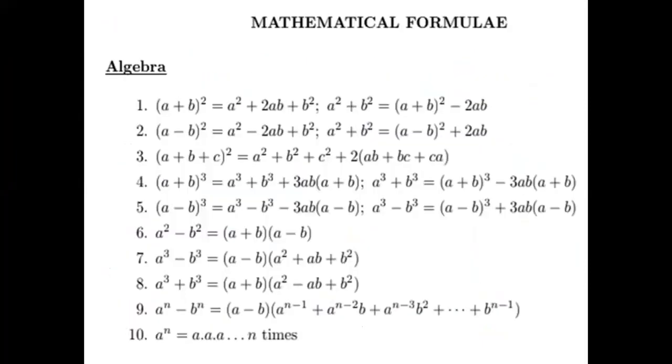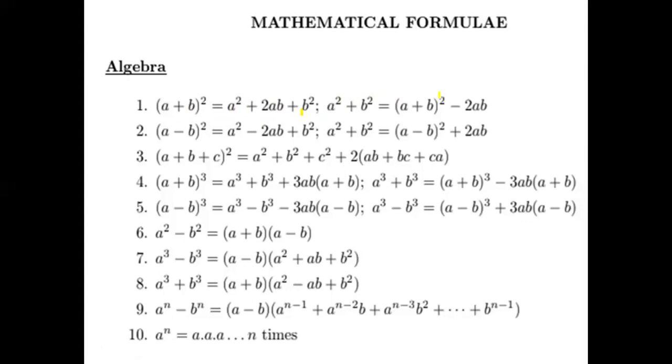Now to the formulae. We are writing some formulae which are important. The first type is algebra, where we will see the squares, cube, and power n. The first formula is (a plus b) square. Do you remember? It's a square plus 2ab plus b square. And if you want to modify it, like if you want just a square plus b square, we can shift that 2ab to the left hand side as minus. So a square plus b square is (a plus b) square minus 2ab.